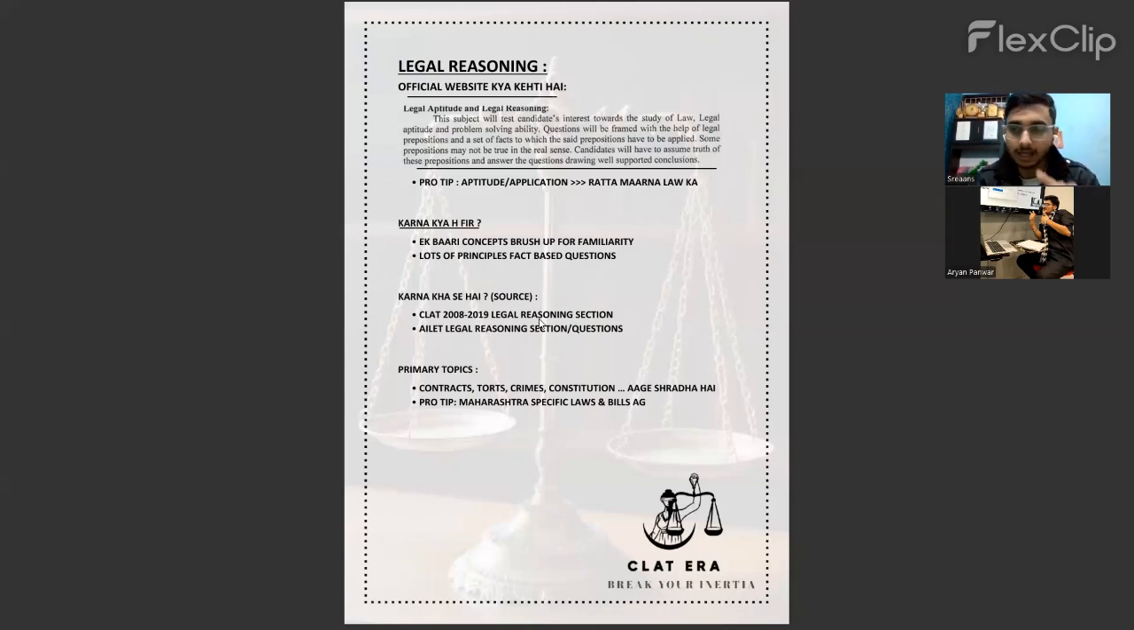So we have seen what we need to do and where to do it from. We have also seen the sources, and now the primary topics which need to be covered. By primary topics, what I mean is these topics are a must. These are the compulsory topics. Beyond this, if you have the time, resources and energy, you can move further. But first, complete these topics. These are contracts, torts, crimes, and constitution.